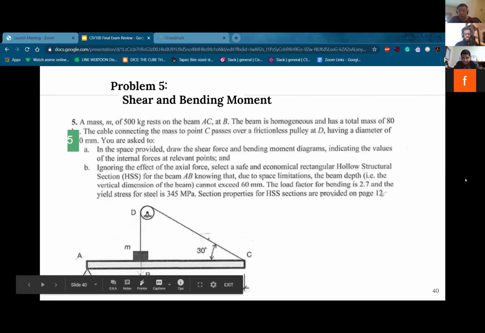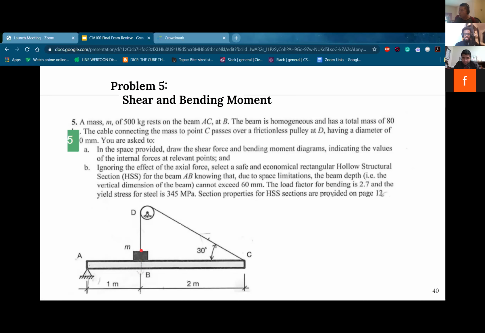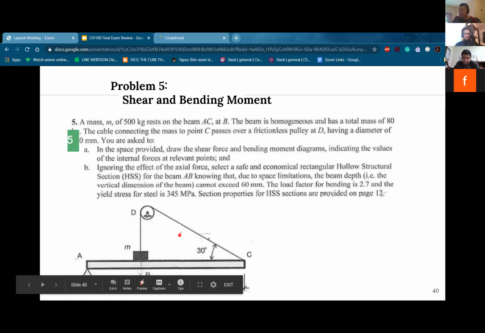With this question, you have a mass of 500 kilograms, which is that box right there. It says that the beam is homogeneous and has a total mass of 80 kilograms. Don't forget to include that mass.